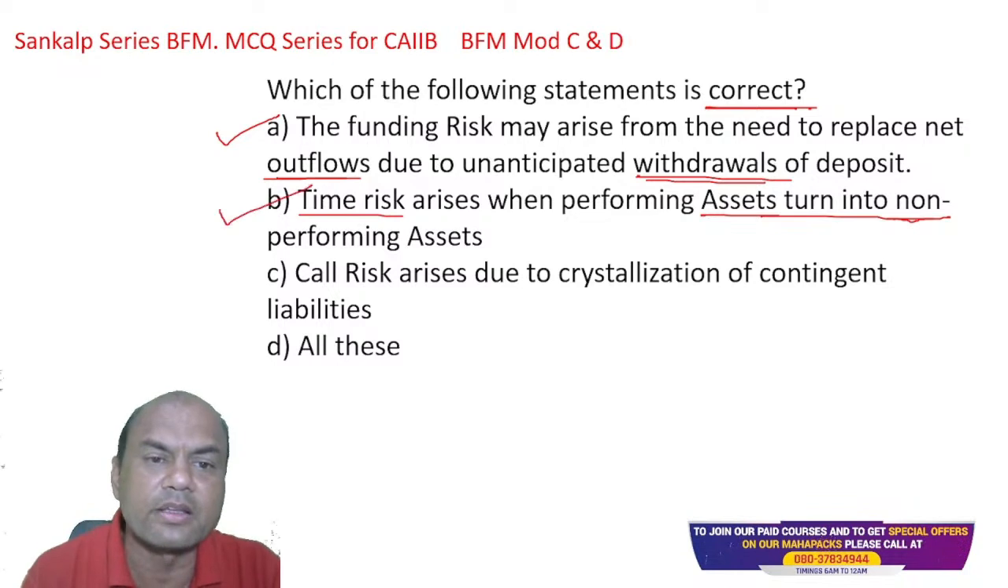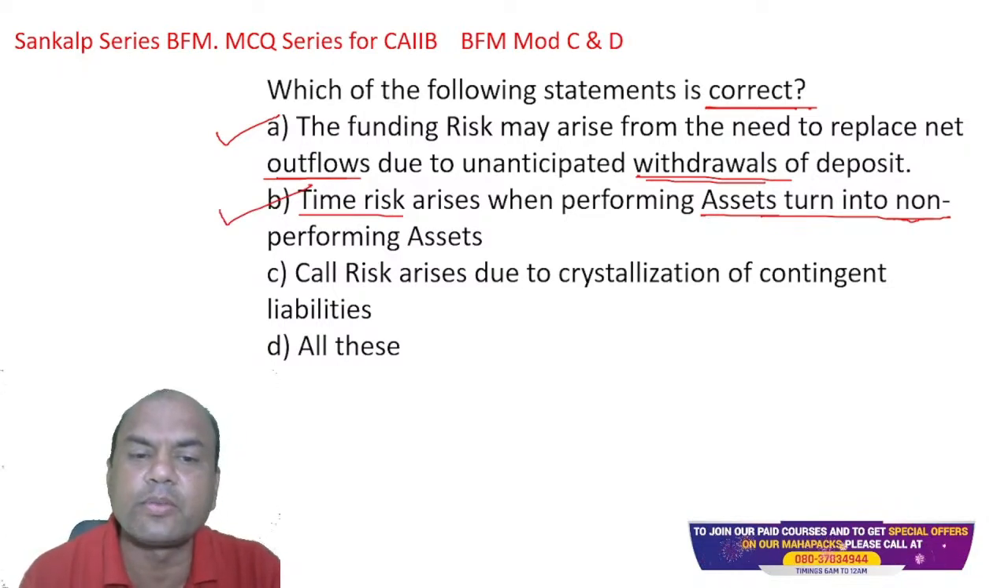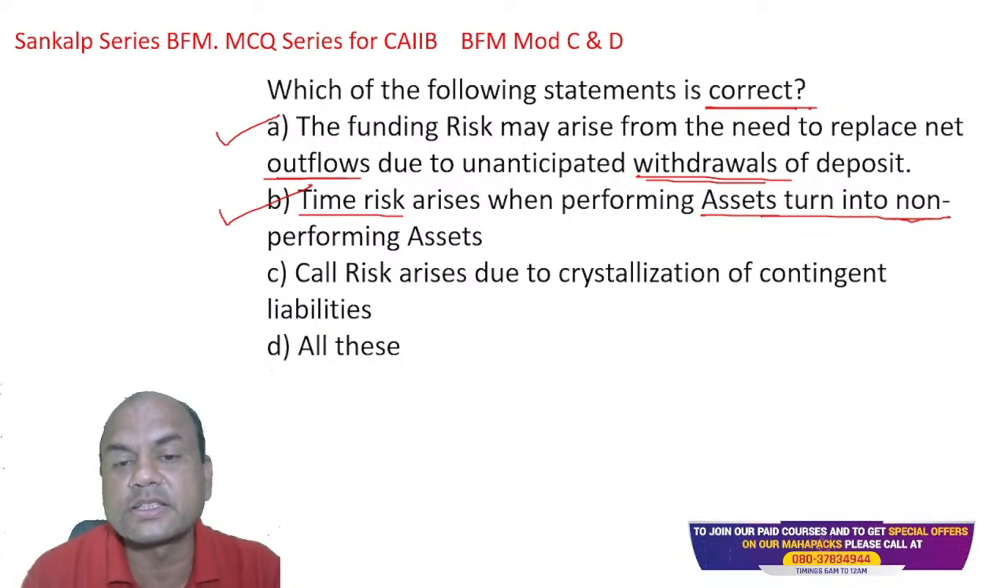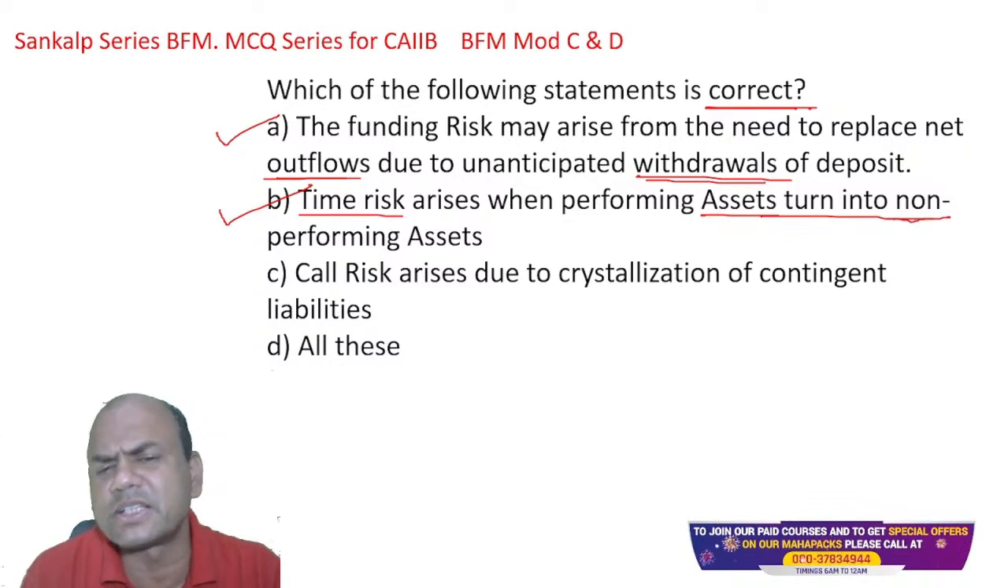So that's why it is again 2. So if 2 are correct, obviously this answer will be D. Let's see the third one also. Call risk arises due to crystallization of contingent liability. Just now we saw. Crystallization of contingent means what?